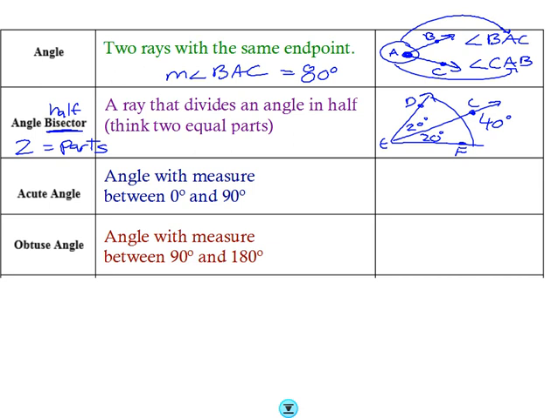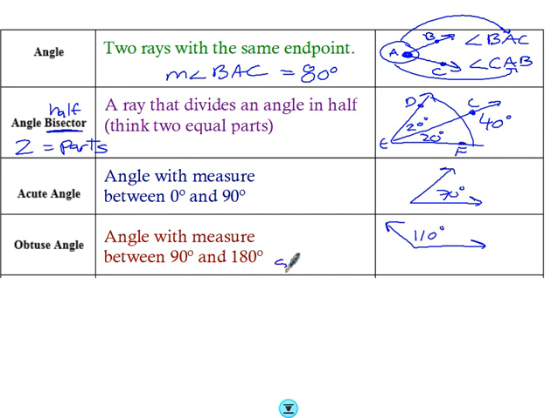An acute angle is any angle whose measure is between 0 degrees and 90 degrees. So that just looks something like this, and I can say 70 degrees. That's acute. An obtuse angle is any angle whose measure is between 90 and 180 degrees. So that might look something like this, and I can say that's 110 degrees.